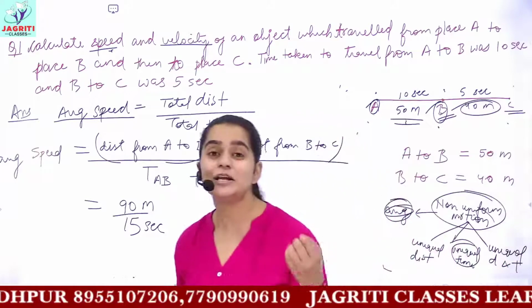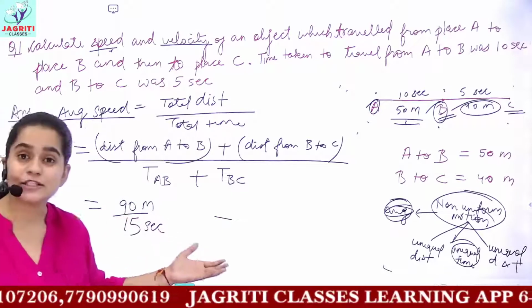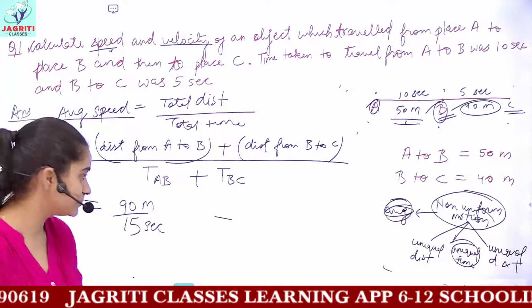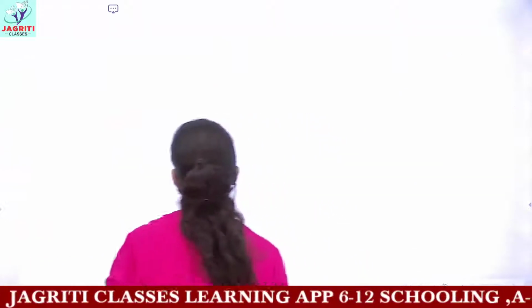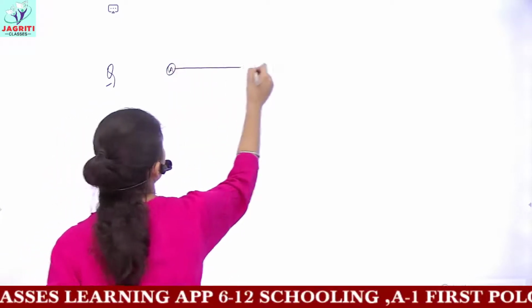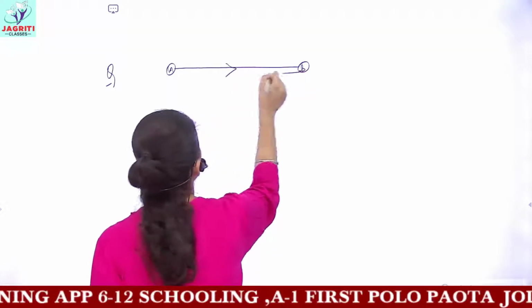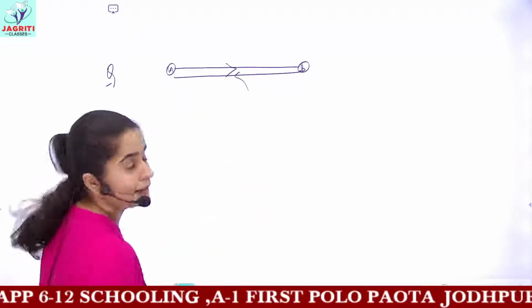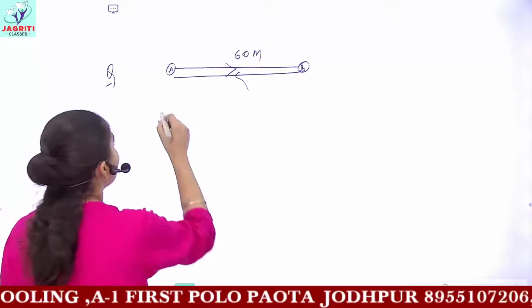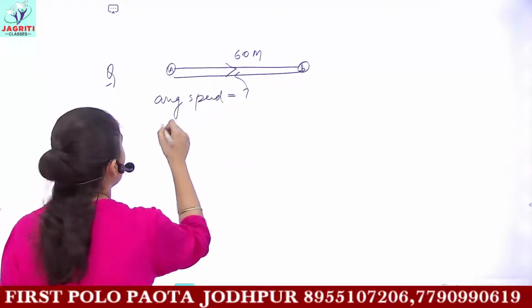Here the given displacement and distance are equal. So average speed and average velocity will be calculated in a similar manner and you will get the same answers. But let's say I have a question where the object starts from this point, travels to the point B, and then it travels back to point A. The distance for the first half is 60 meters. And you are asked what would be the average speed and average velocity.